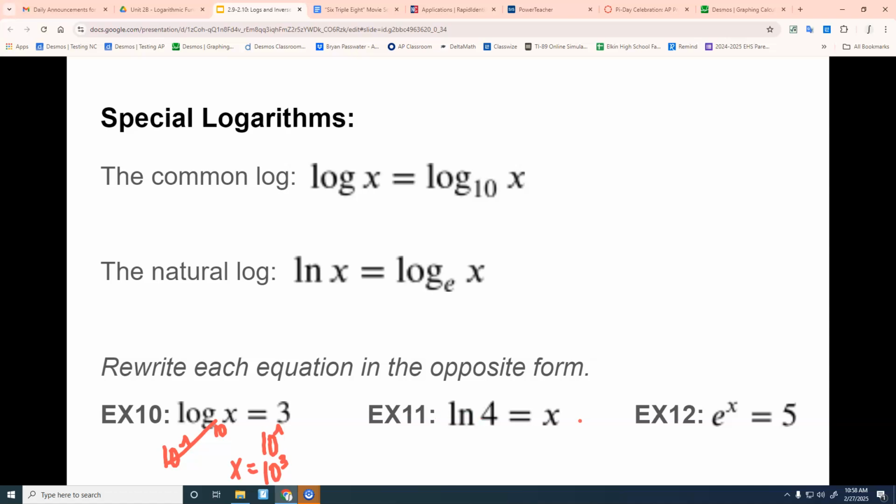For natural log of 4, this is a base of e. I like kind of writing that in even though it's not necessary. So if I want to get rid of a log with a base of e, I'm going to do e raised to that power on both sides. So the e and the natural log cancel each other out. You're just left with the 4. Over here, you've got e to the x power.